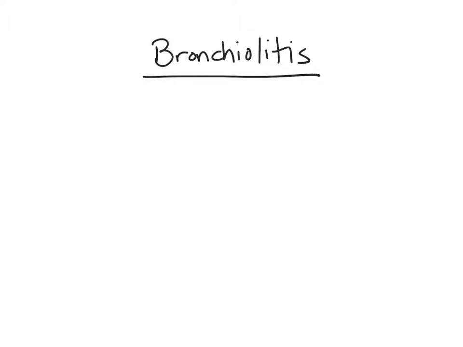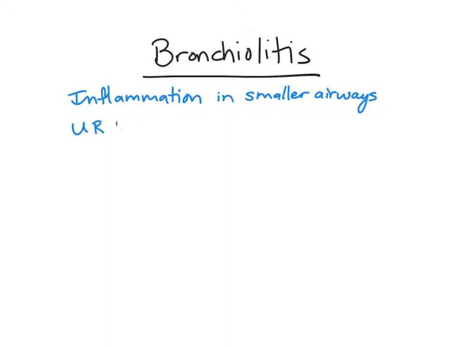Unfortunately for infants, some viruses that would cause just a common cold in older children or adults can turn into bronchiolitis. And this is inflammation in the smaller airways. So this is where an upper respiratory illness actually turns into an upper and lower respiratory illness as well. So stuffy nose, cough, absolutely still part of this, but they also get lower respiratory symptoms like wheezing, crackles, and difficulty breathing.